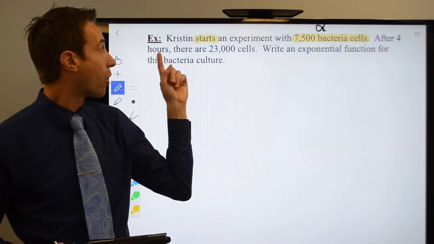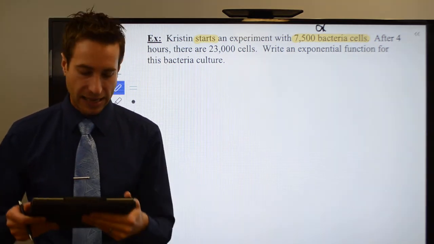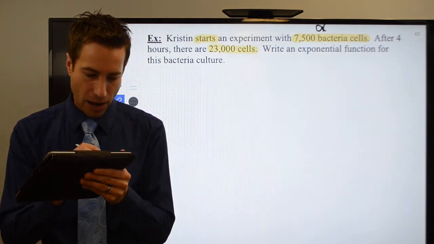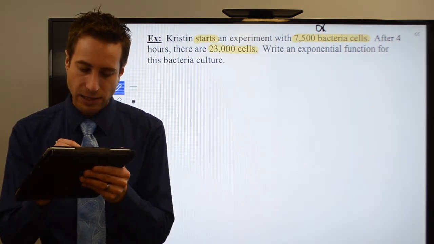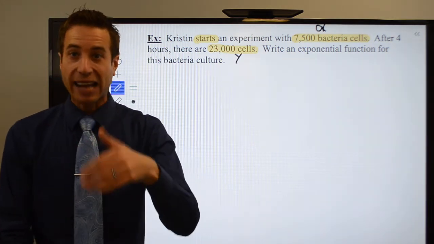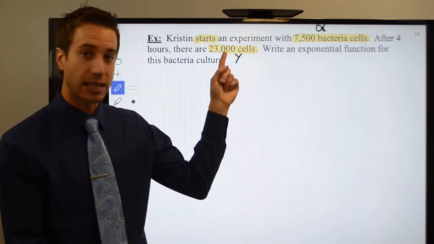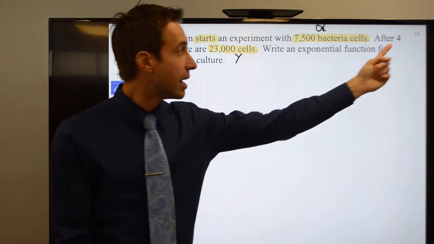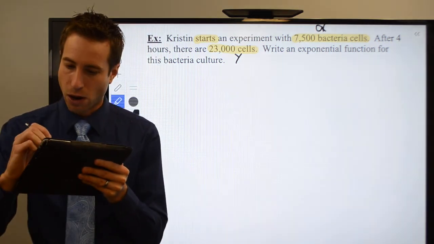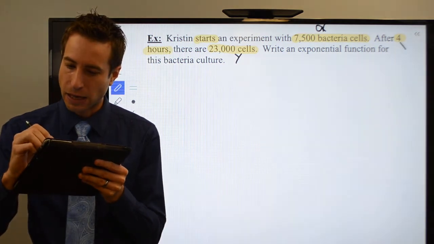After 4 hours, there are 23,000 bacteria cells. Well, that sounds like a final amount, which we said the final amount has to be Y. And the X will always be associated with the Y. Well, how long did it take us to get 23,000 cells? It took us 4 hours. So we just found our X. 4 hours has to be our X.